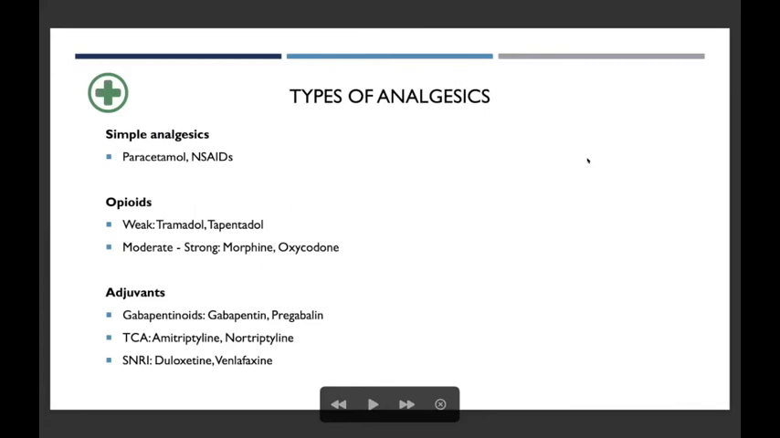In terms of analgesics as an overview, we've got simple analgesics such as paracetamol and the non-steroidals. We've got the opioids, which can either be weak or stronger. And we've got adjuvants, the other things that we tack on, such as gabapentoids, which are anticonvulsants, tricyclic antidepressants, and the SNRIs.